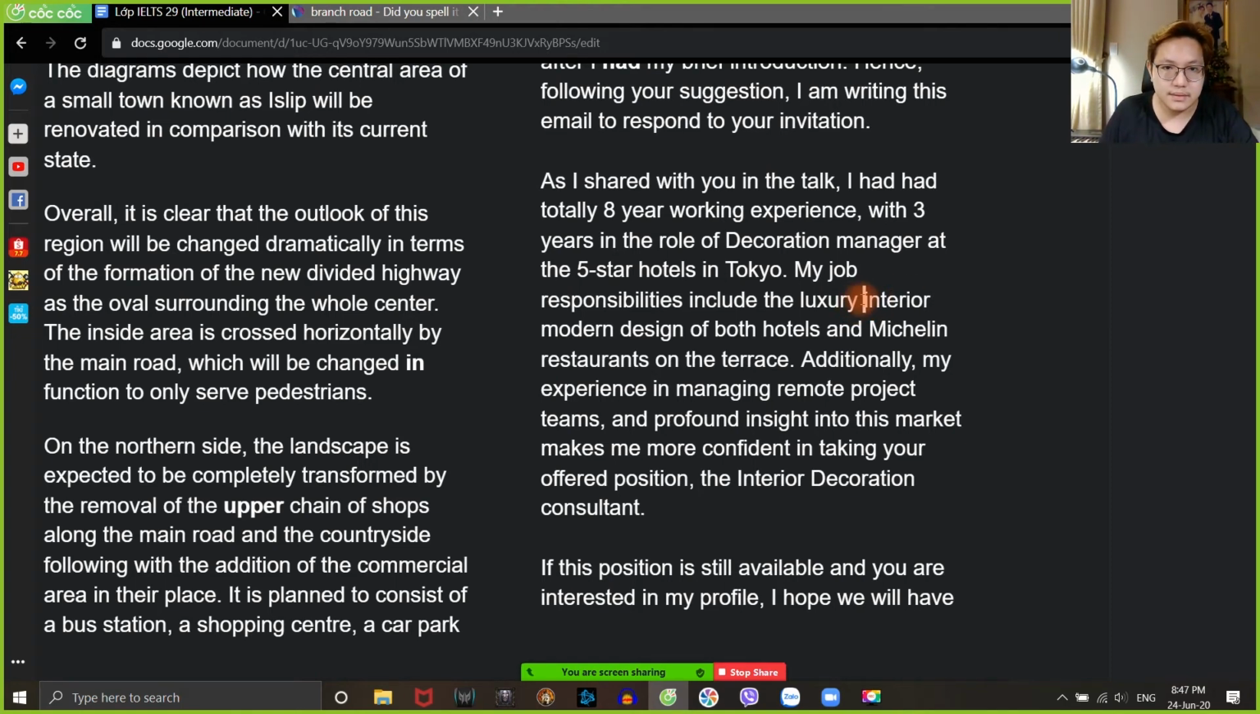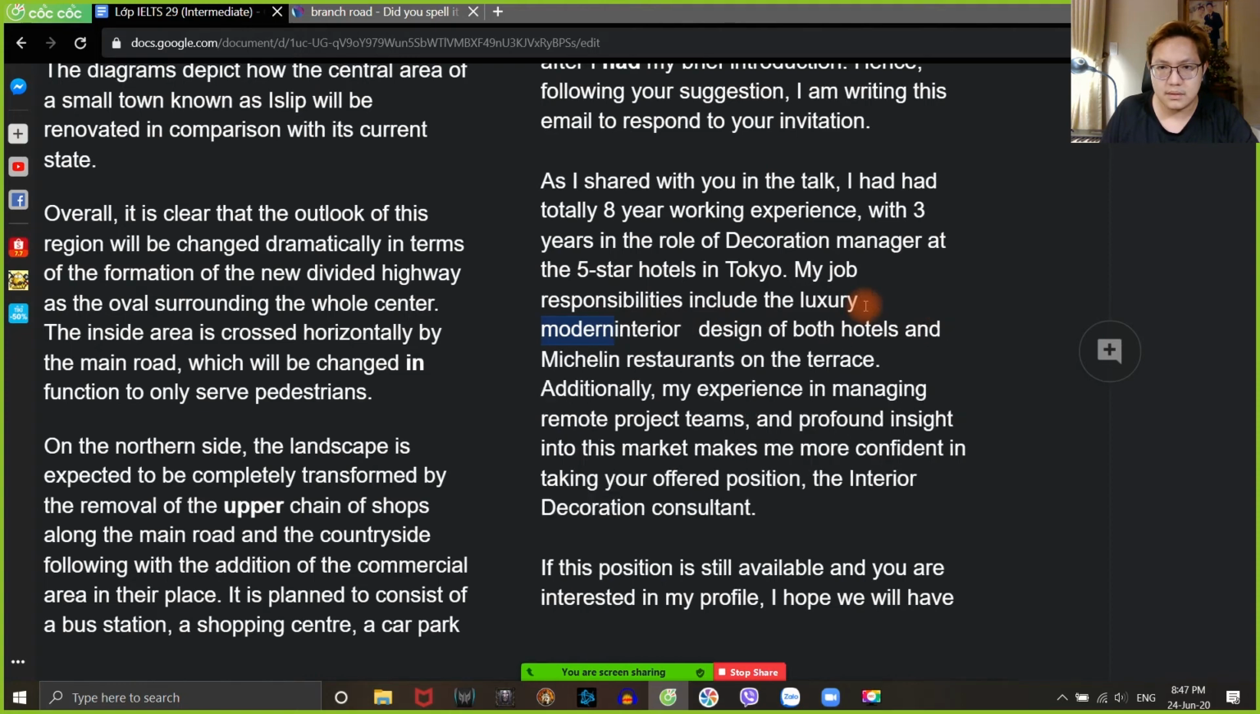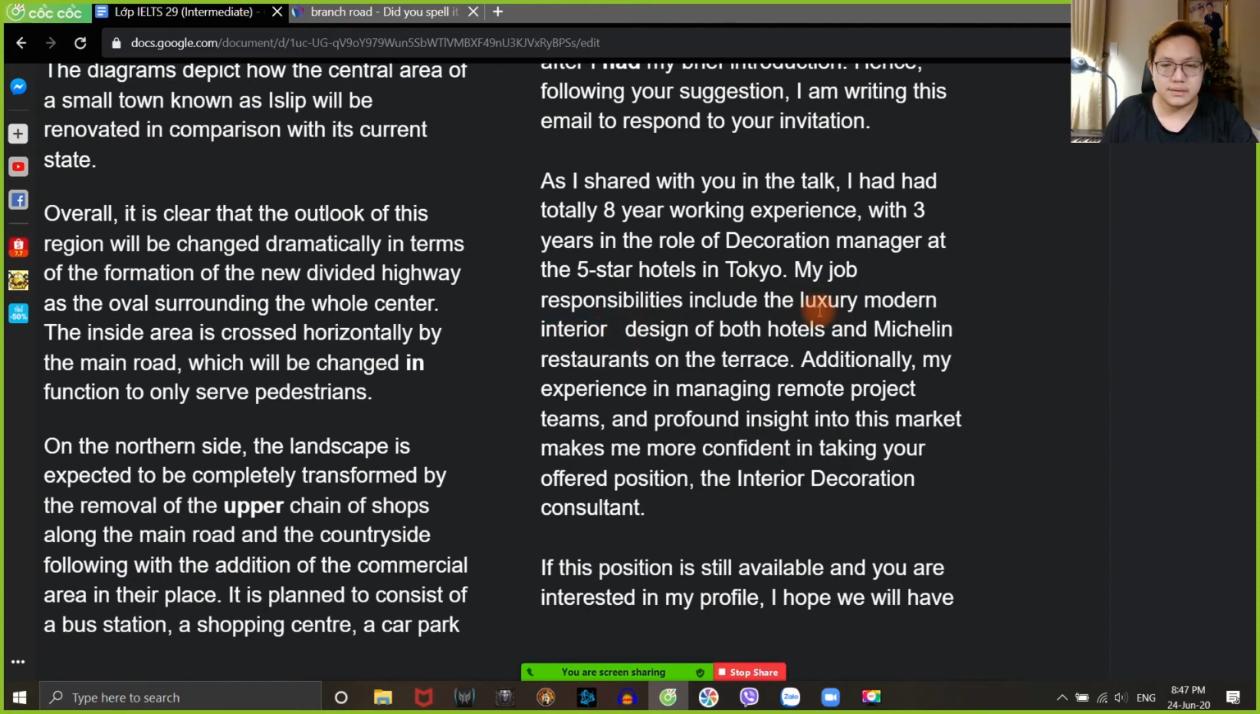Include the luxury, modern interior design. Modern is about time. Interior is a type, the kind of design, and type is always the last adjective you add, while opinion is first. Include a luxury modern interior design.